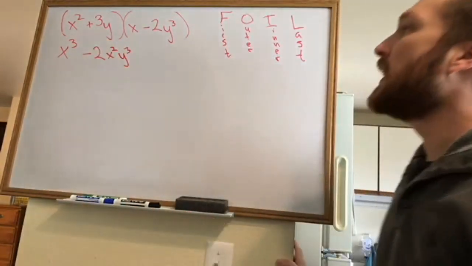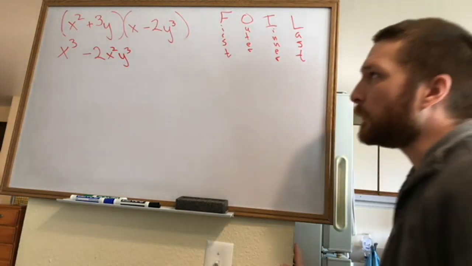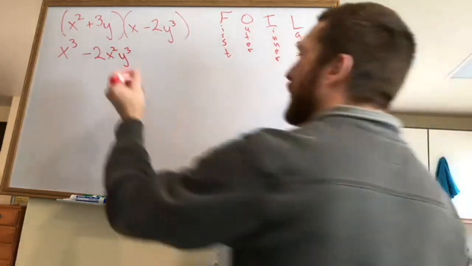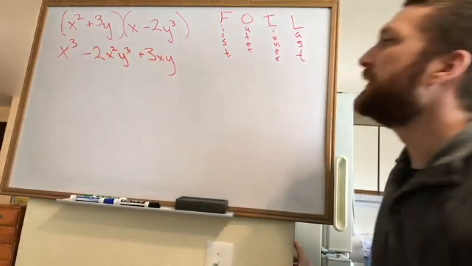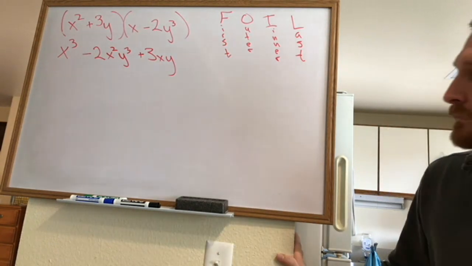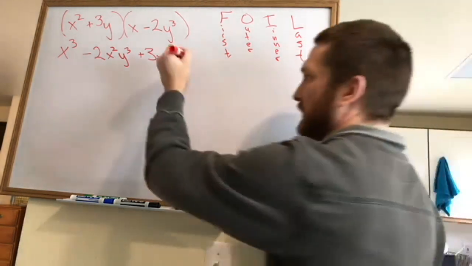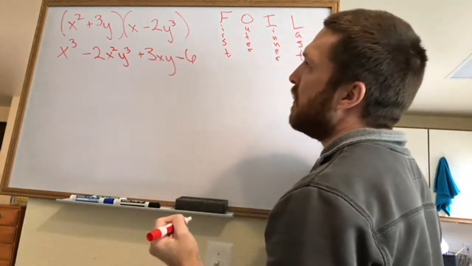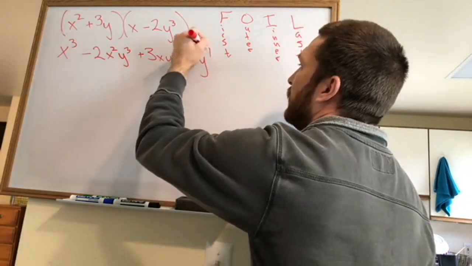Nice. Okay, what do I get from my inner multiplication? That's 3xy. 3xy, and you went ahead and did it in the order that we like. Good job. Now, finally, what's my last? -6. -6 y to the fourth. Y to the fourth. There we go.